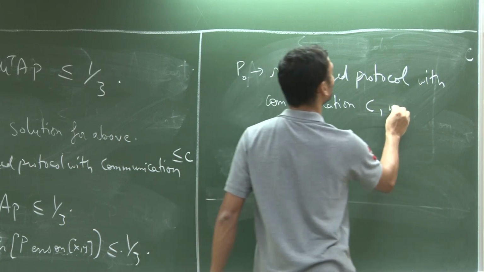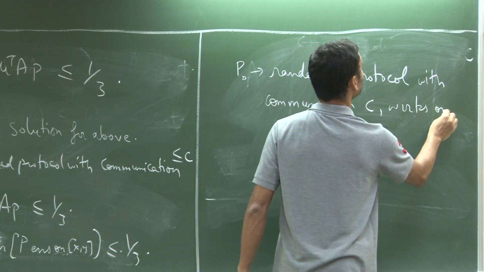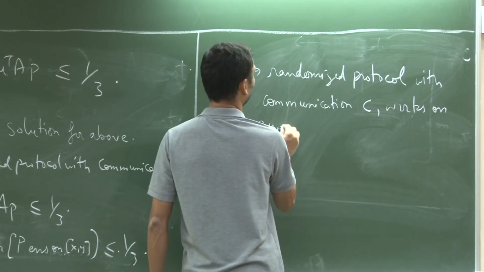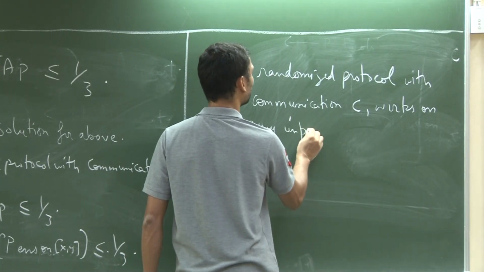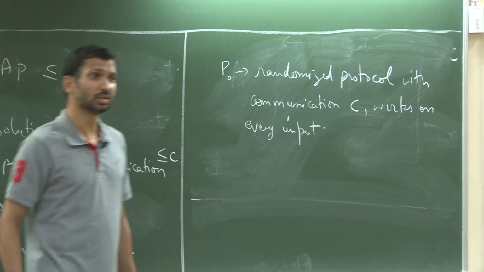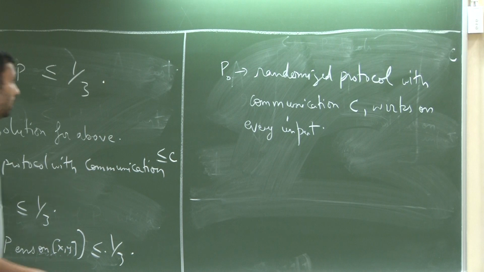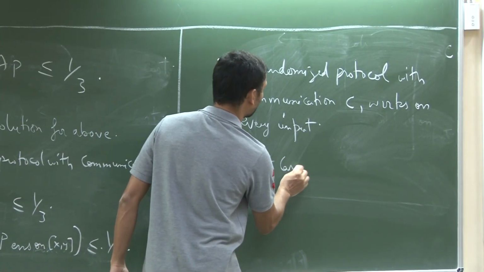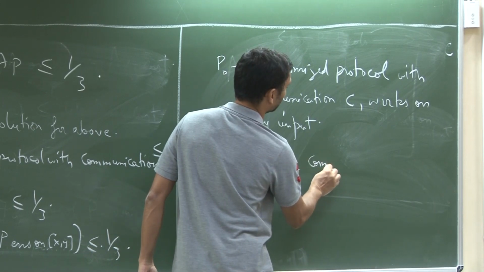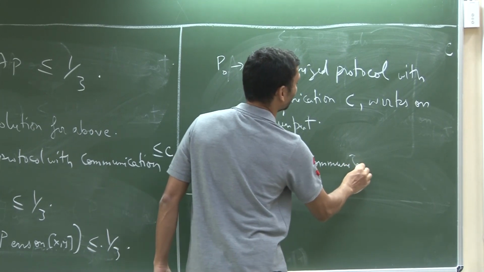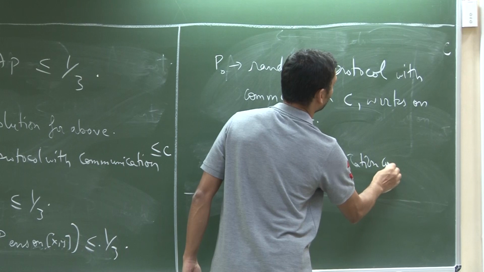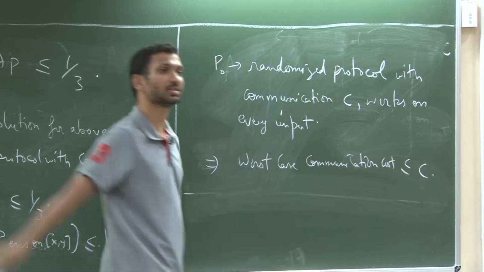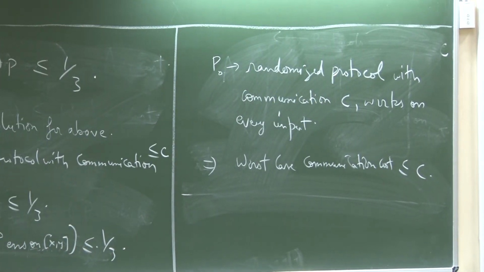Communication C works on every input, every distribution of input, one and the same thing, right? This implies now the worst case communication cost. This is what I wanted to show.